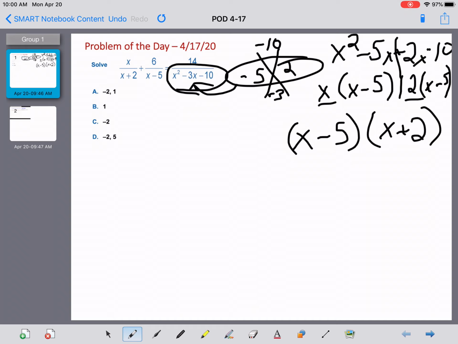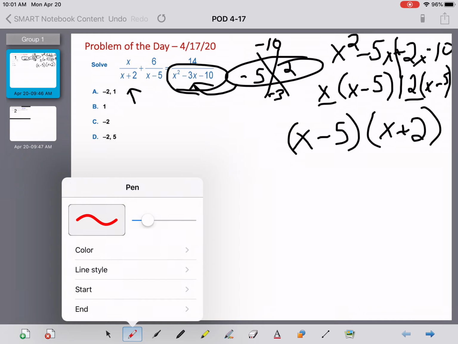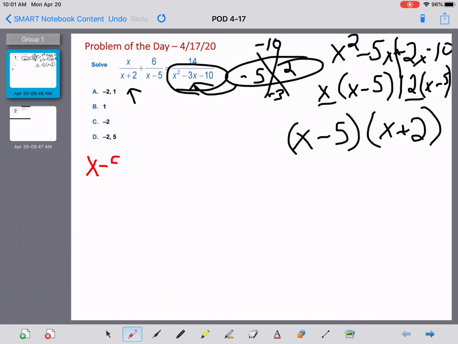Okay, so now notice that the two factors of x squared minus 3x minus 10 are the same as the denominators of our two other factors. So we need to make the common denominator. So the first term is missing the x minus 5 in the bottom. So we're going to multiply top and bottom times x minus 5. So x minus 5 times x over x minus 5 times x plus 2.